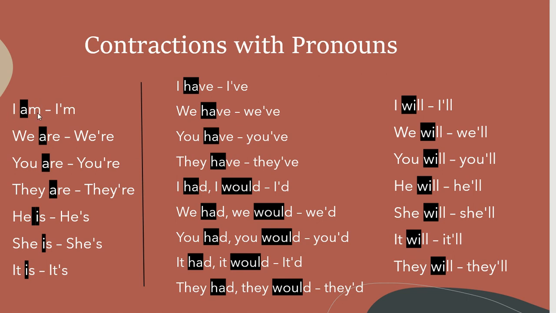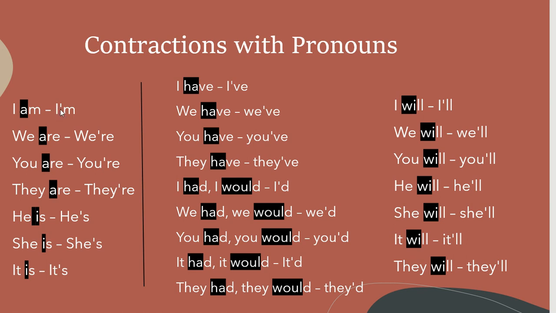Now see, I am, remove A. We are, remove the first letter of are, that is A. You are, remove the first letter A. They are, remove the first letter A. He is, remove the first letter I. She is, remove the first letter I. It is, remove the first letter I. Okay? So whenever you find is, am, are, the first letters, the I of is, the A of am, and the A of are, you have to remove them. So when I remove A, I am left with I.